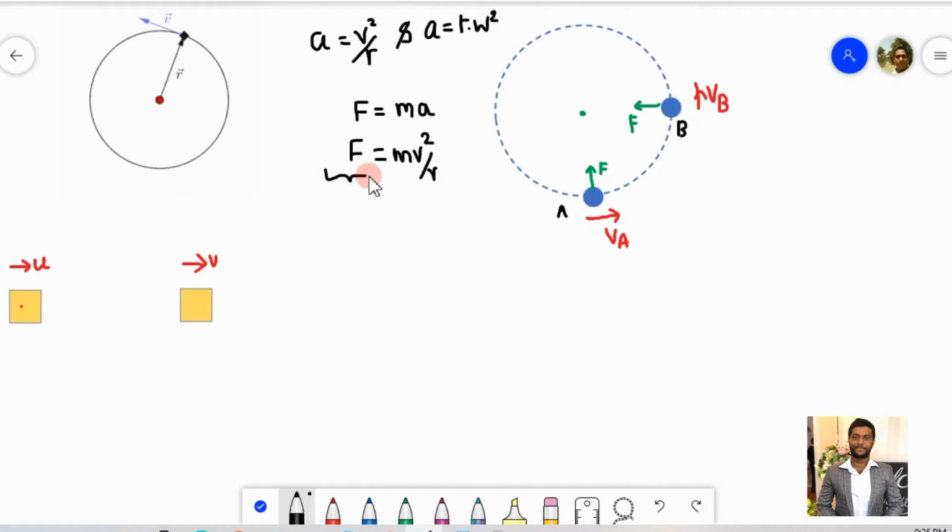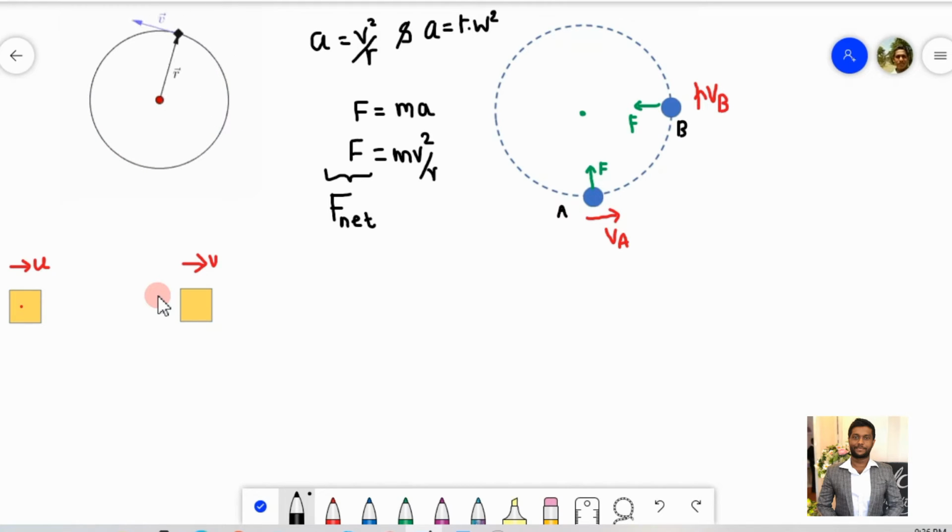Actually, here F is not just one force. It is the net unbalanced force toward the center. In a circular motion problem, all you need to do is just apply this equation toward the center. So let's move to a little advanced part.